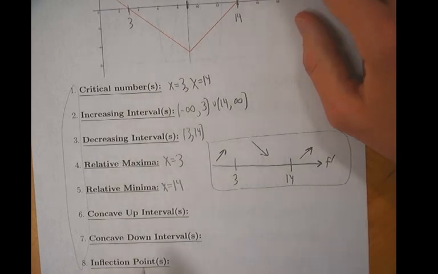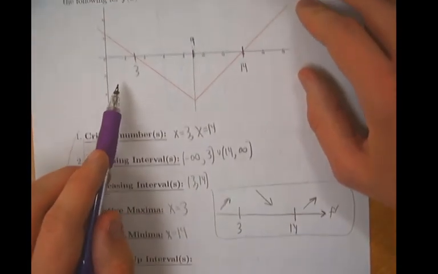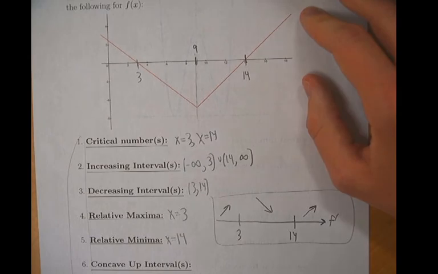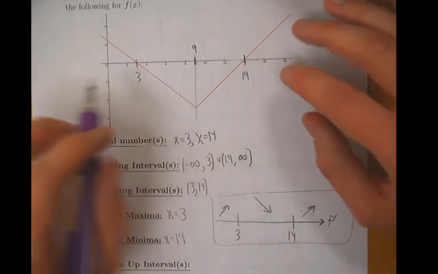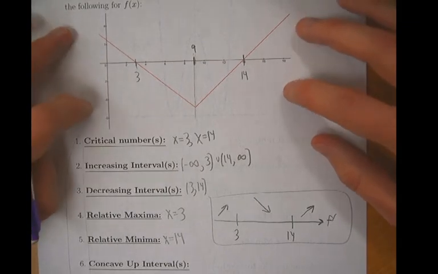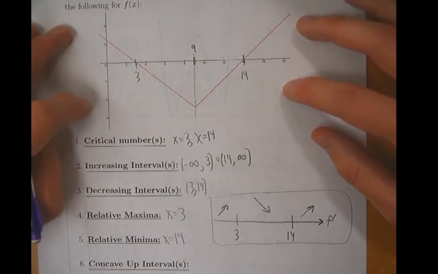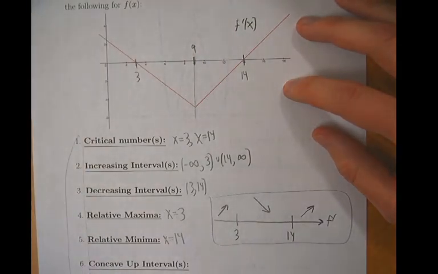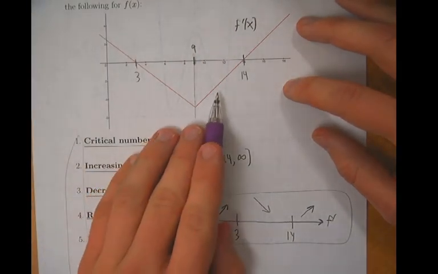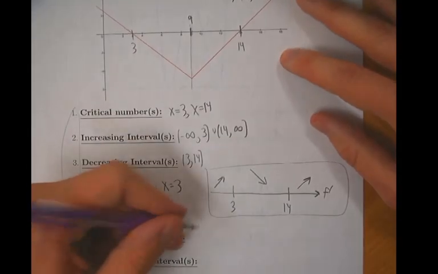So where is our function here increasing? From 14 to infinity. Well, remember, when is f prime increasing? This is f prime of x, right? So when is the function increasing? From 9 to infinity. Good.